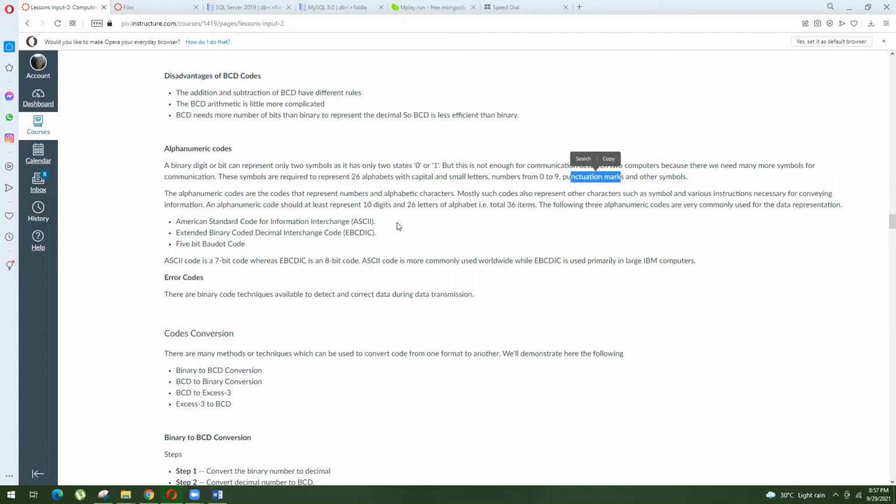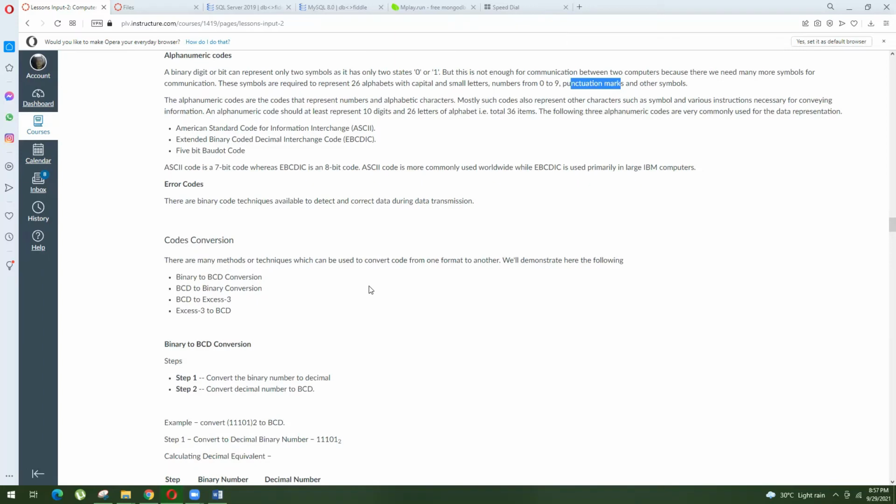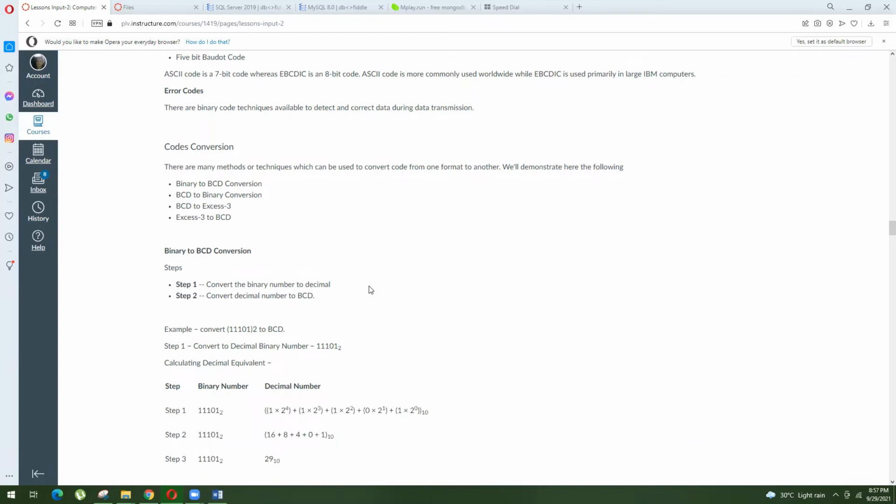The following three are alphanumeric codes that are commonly used for data representation: ASCII, EBCDIC, and 5-bit Baudot code. ASCII code is a 7-bit code, whereas EBCDIC is an 8-bit code. ASCII code is more commonly used worldwide, while EBCDIC is used primarily for large IBM computers. Error codes. These are binary code techniques available to detect and correct data during transmission. Code conversion. We can convert binary to BCD, BCD to binary, BCD to XS3, and XS3 to BCD.